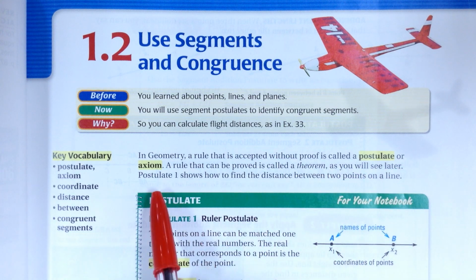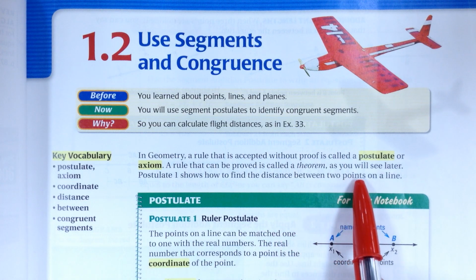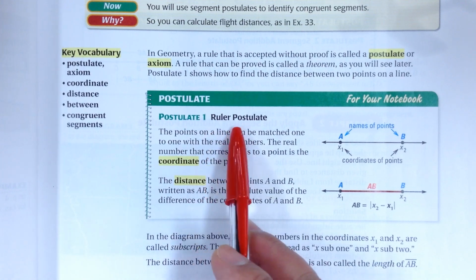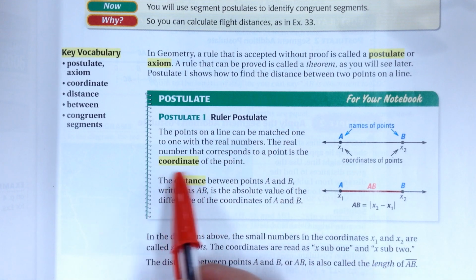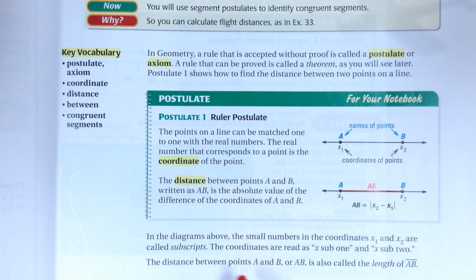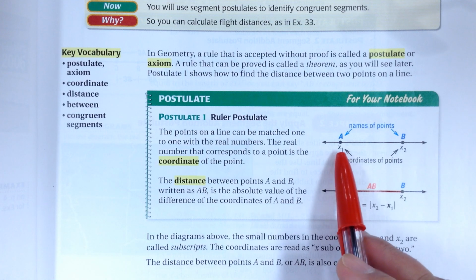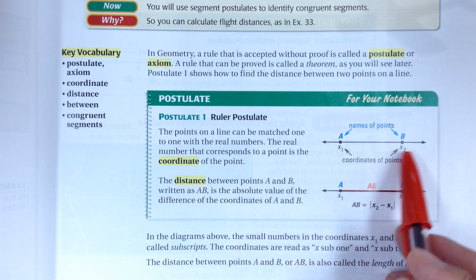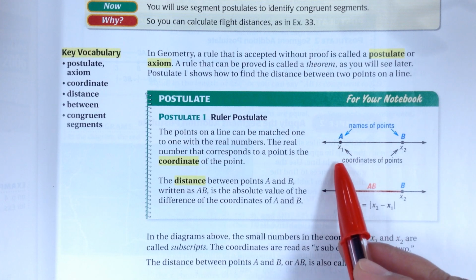As you will see later, postulate 1 shows how to find the distance between 2 points on the line. So here's postulate number 1. It's called the Ruler Postulate. First, the term coordinate is the number that is assigned to the point. Like this one over here. The way to read it is x sub 1, and this is x sub 2, but normally we just say x1, x2. So a number that is assigned to a point is called a coordinate.